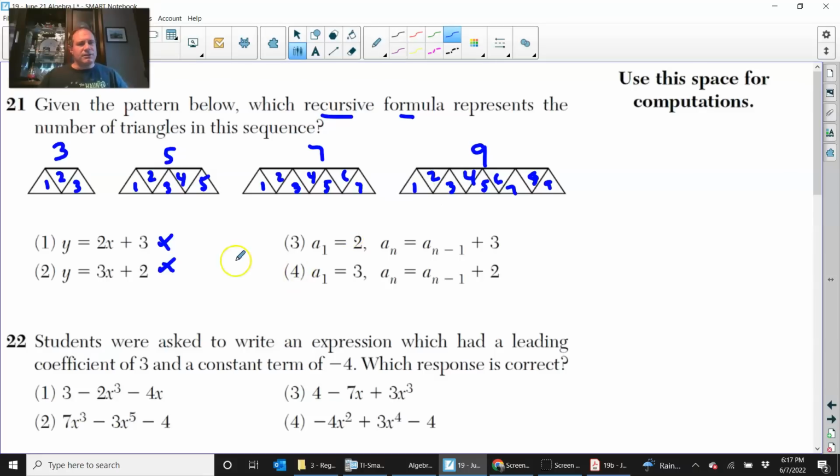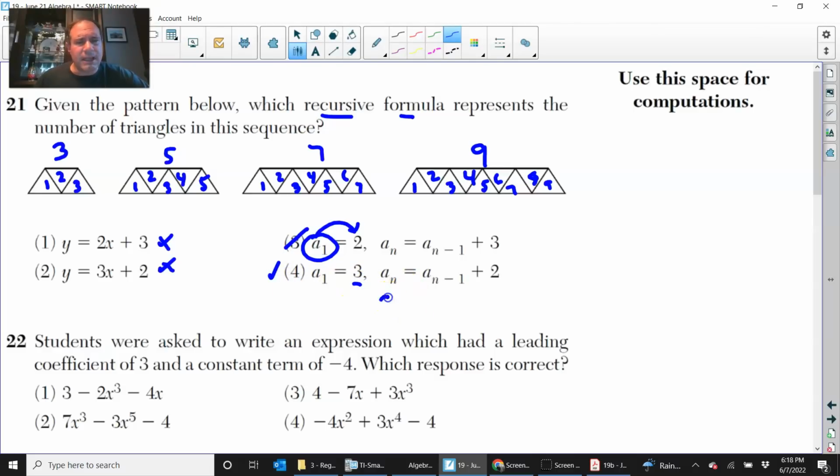So I'm going to go to this one right here. I'm looking at this one because you see this a sub 1? It says that the first term has 2. It does not, so I'm going to cancel that out. This first term here, this a sub 1, has 3, so that looks like it could be it.